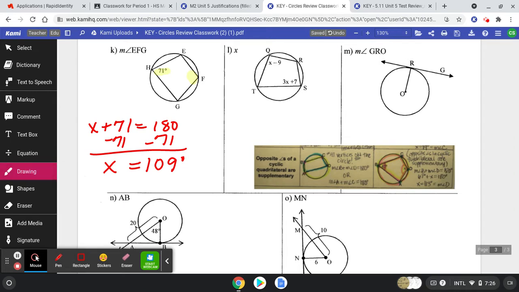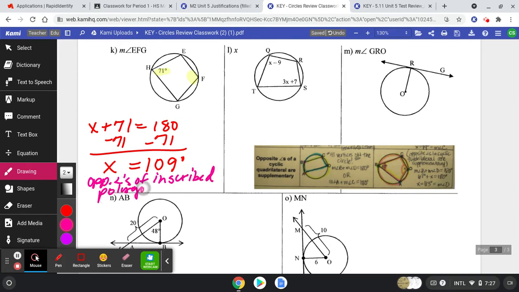And then what do we write as the reason? We could say inscribed polygons. Okay, hang on. Opposite angles of inscribed polygons are supplementary. Or you could even write this one right here. Opposite angles of a cyclic quadrilateral are supplementary. Both of those would work.